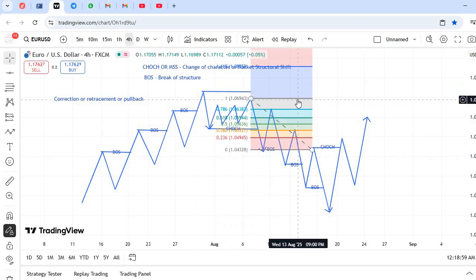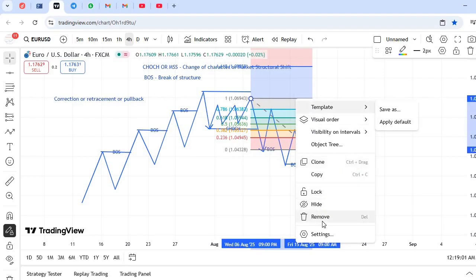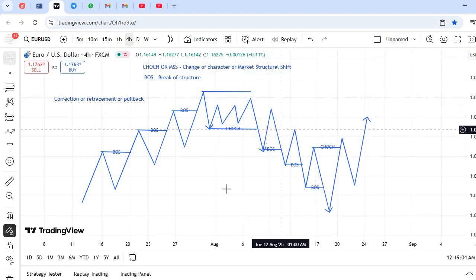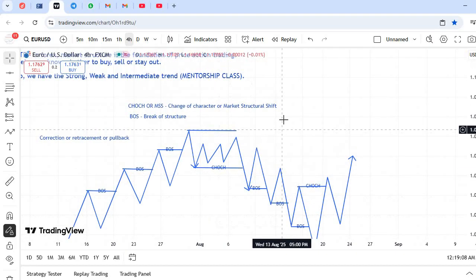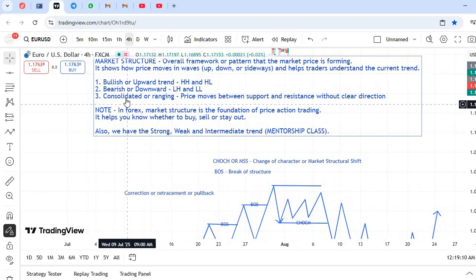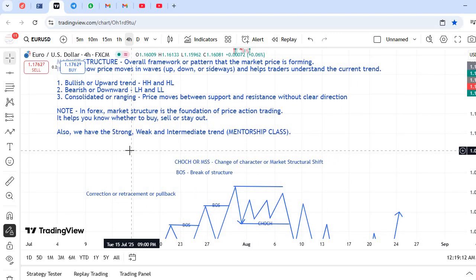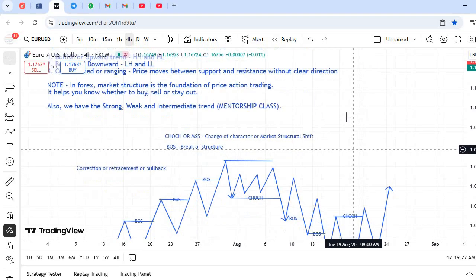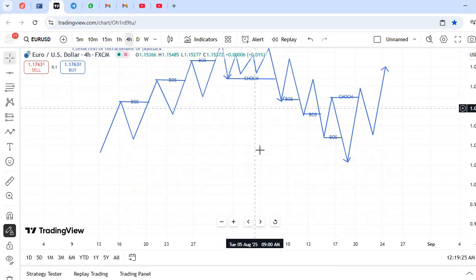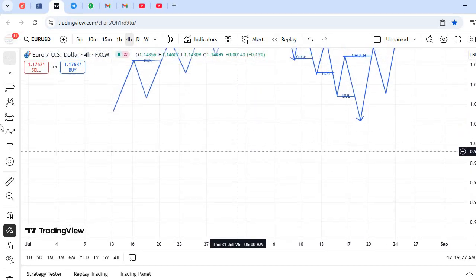Can you see? Alright, so that is that for the uptrend and the downtrend. Then we also have the consolidated or the ranging markets. In a consolidated or ranging market, the price is moving between the support and the resistance level. We have something like this.